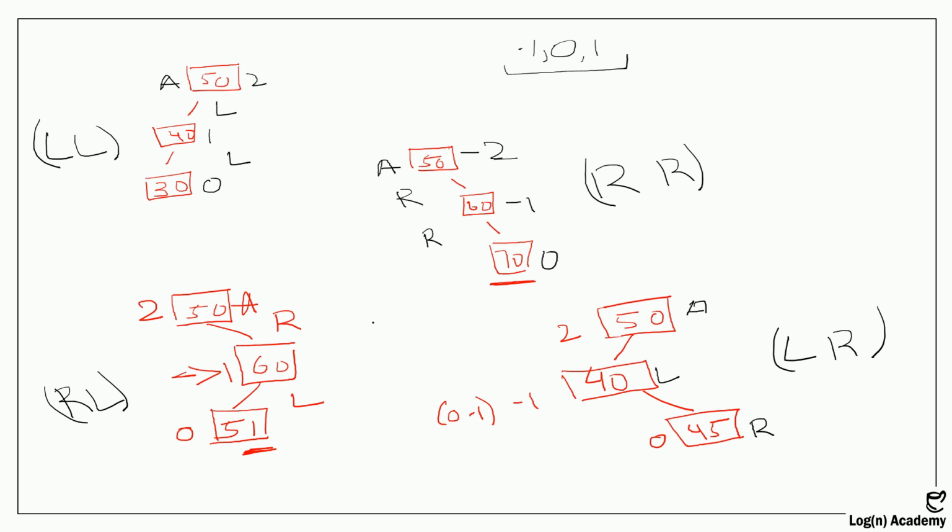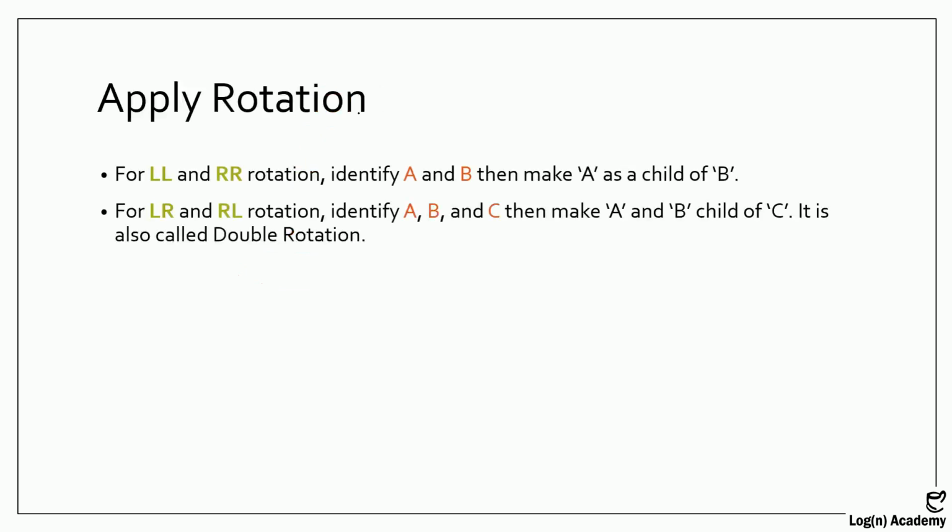Now we will see how we can apply rotation and how we can turn these unbalanced trees into balanced AVL trees. Let's first take the first case, which is the LL rotation. So we have 40 and we have 30, and the balance factors are 0, 1, and 2, and this is A. To apply rotation for LL and RR rotation, identify A and B and then make A a child of B.